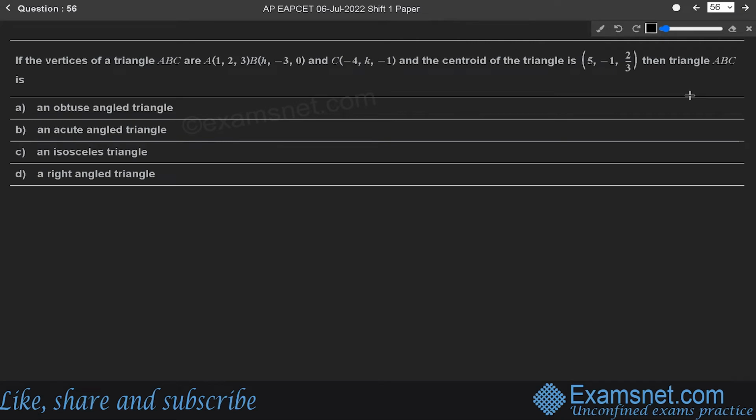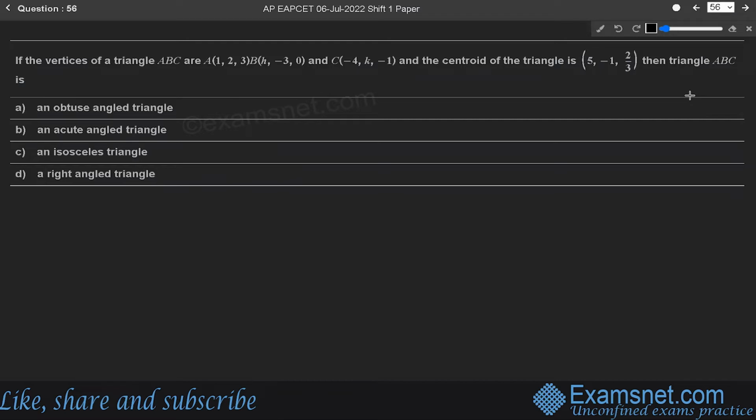Moving on to the next question. Next question is, if the vertices of a triangle ABC are A 1, 2, 3, B H minus 3, 0, and C 4, minus 4, K and minus 1, and the centroid of the triangle is 5, minus 1 and 2 by 3, then triangle ABC is.